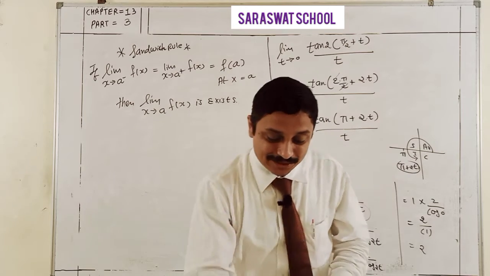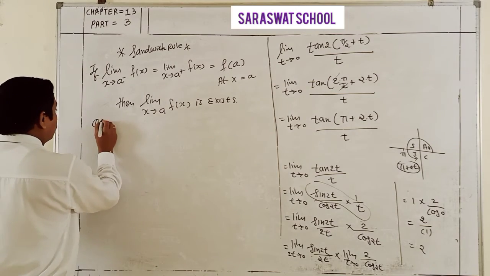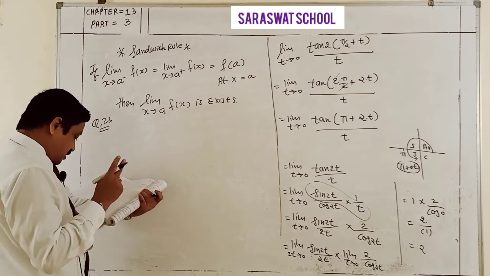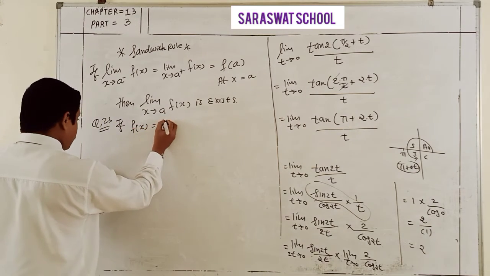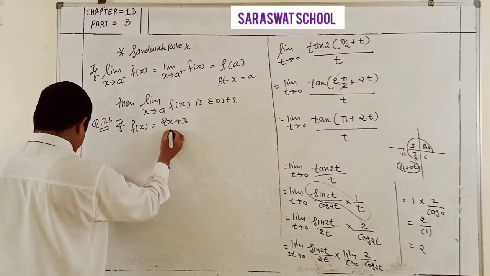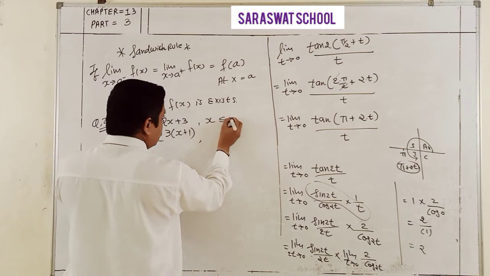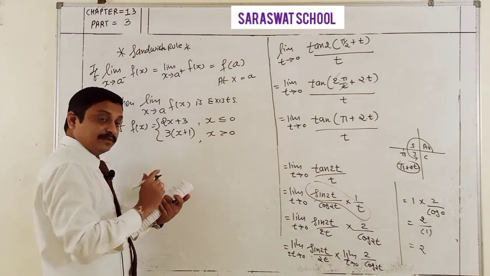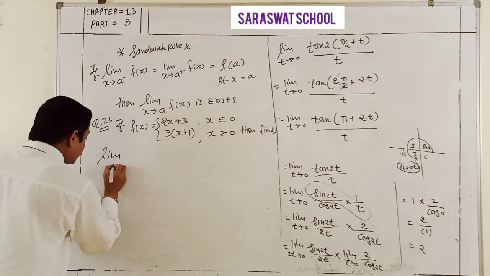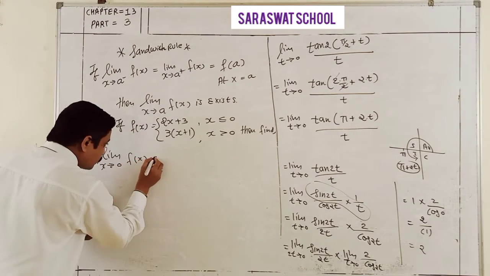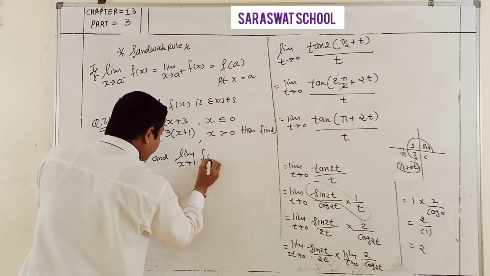Now I will start, students, question number 23. This question is related to the sandwich rule. So if f(x) is 2x plus 3 for x less than 0, and x plus 1 for x greater than 0, then find limit x tends to 0 of f(x) and limit x tends to 1 of f(x).